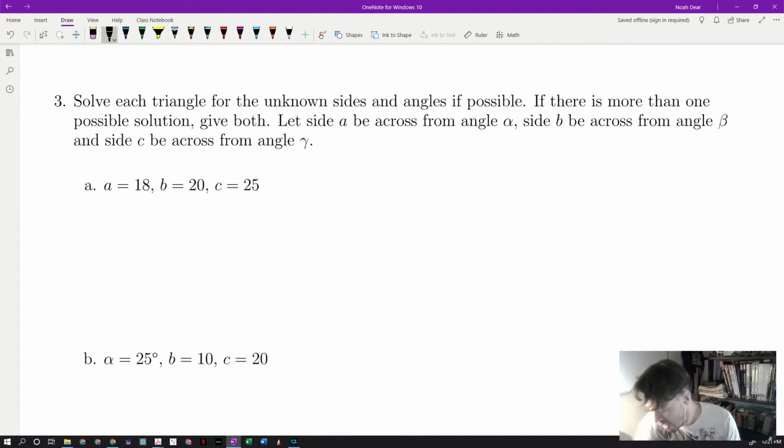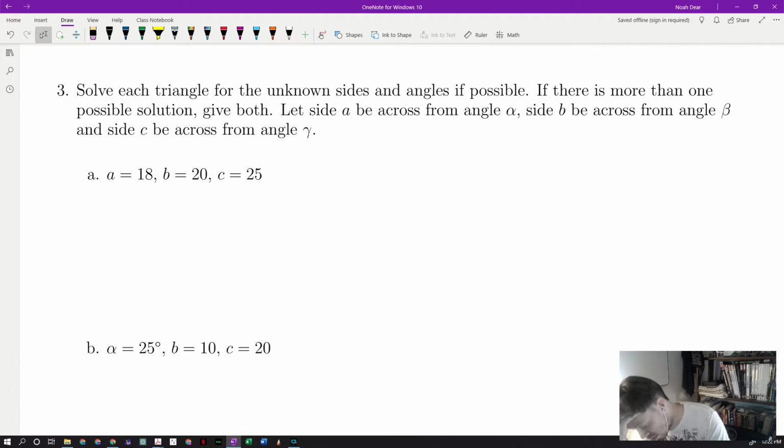Here I have A, B, and C. I don't have any angles at all, so let's just try and... A and B are pretty much the same length. C is a bit longer. B is a little bit longer than A.